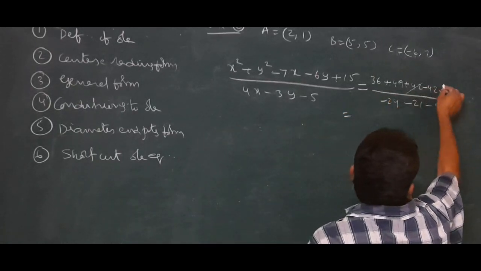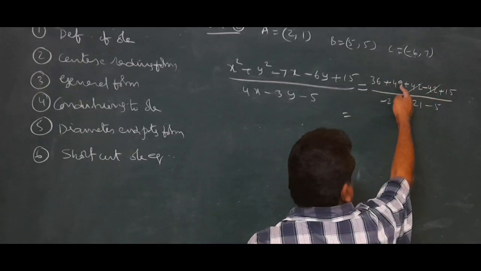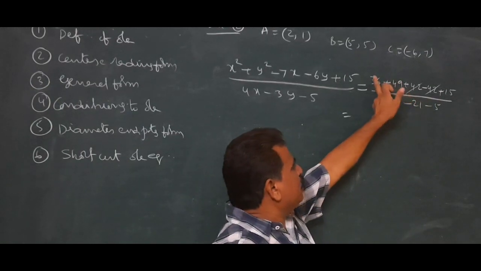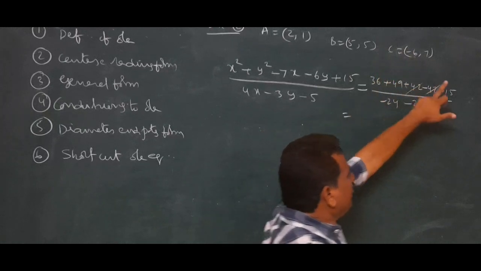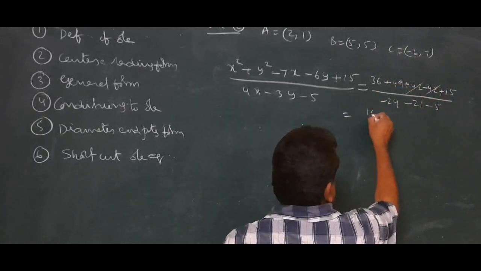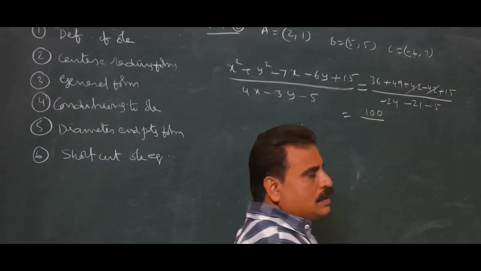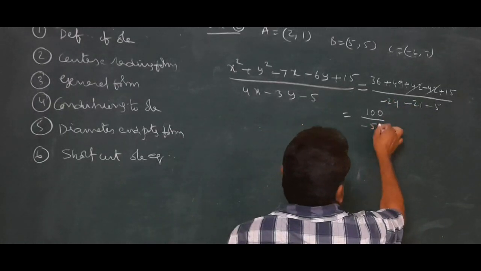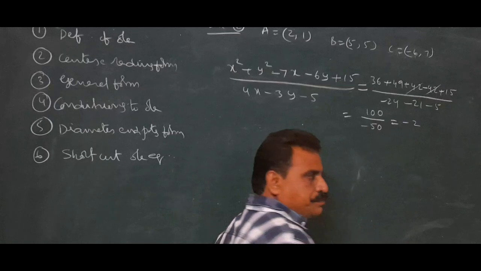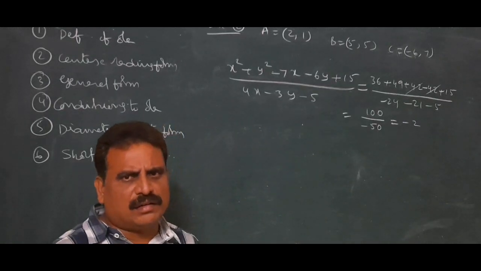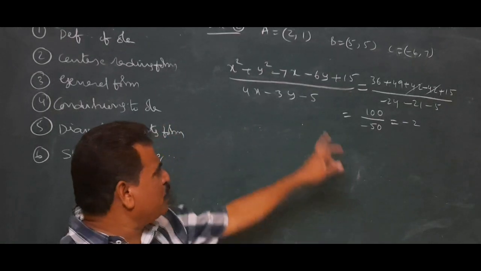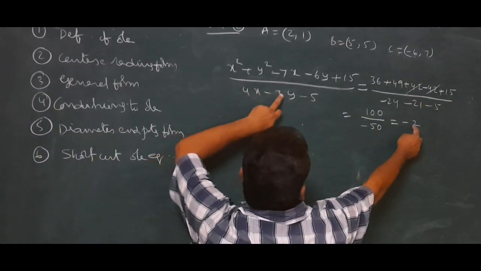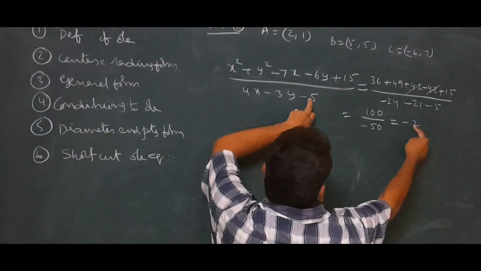42, 42 cancel. 36 plus 49. Take 1 to this side. 50 plus 35, that is 85. 85 plus 15, 100, by minus 45, minus 5, minus 50. We get the constant minus 2. Keep in mind that the constant is minus 2. By cross multiplication, this one: minus 8x plus 6y plus 10.